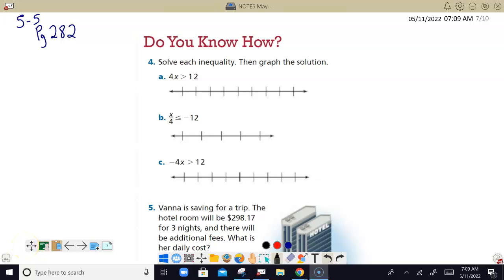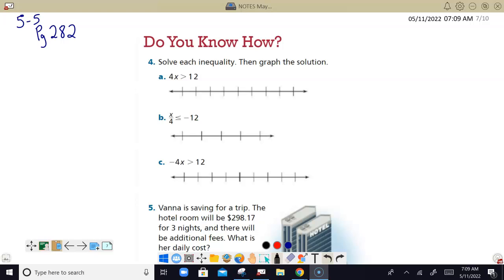Hello there. I just want to go over some answers with you and talk about inequalities and how to solve them. Just in case you need a refresher, you'd like to see one more time how to do this on a video. I'm looking at page 282, lesson 5, unit 5 from the 7th grade textbook, volume 2. I'm just going to go over these problems right here.